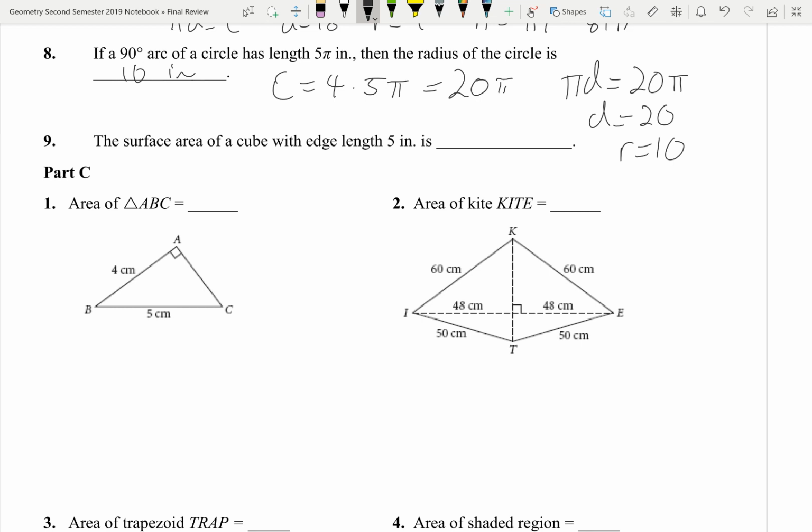All right, so 90 degrees is a fourth of a circle. So 90 over 360 equals 1/4. And so that's why you're going to multiply that by 4 times 5 pi.